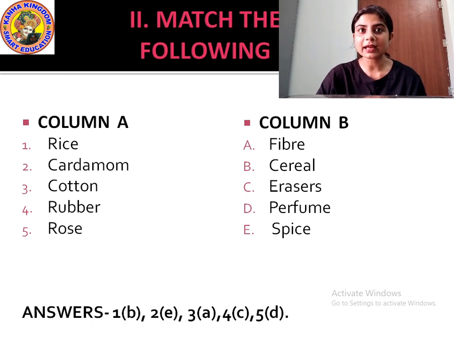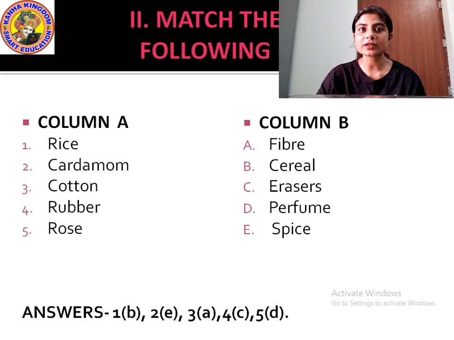Rice, cereal. Okay, rice is a grain, yes or no? And grains are called as cereals. So the correct answer of number 1 is B. Rice, cereal. Okay. Then number 2, it is cardamom. C-A-R-D-A-M-O-M. Cardamom. The answer is E. Spice. Cardamom is a spice. S-P-I-C-E. Spice. 2E.